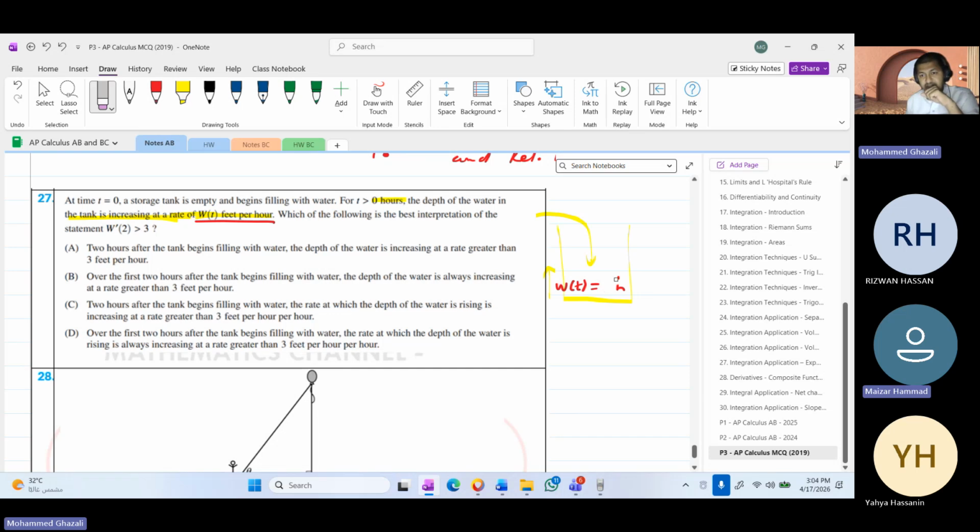Yeah, it's more like a dH/dt rate. Rate means delta H per 1 second. It basically means dH/dt. W prime of t is like dH/dt. Okay, let's see.